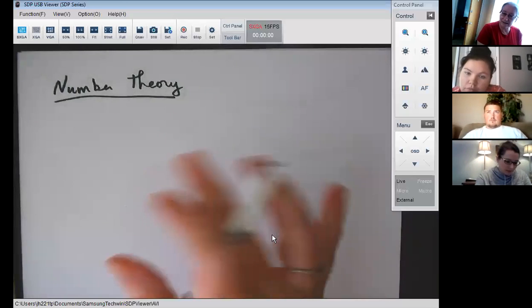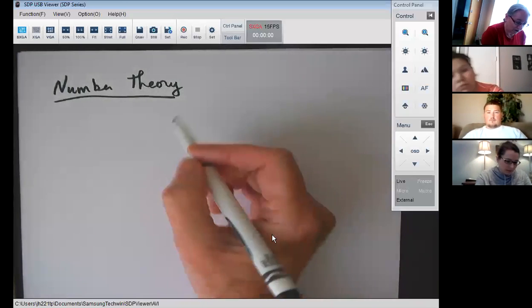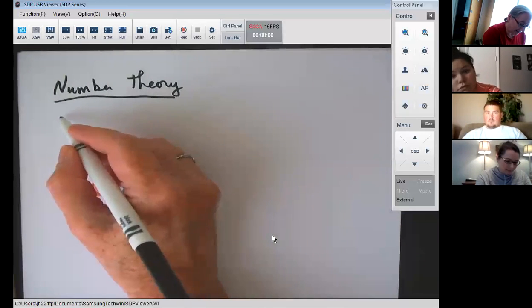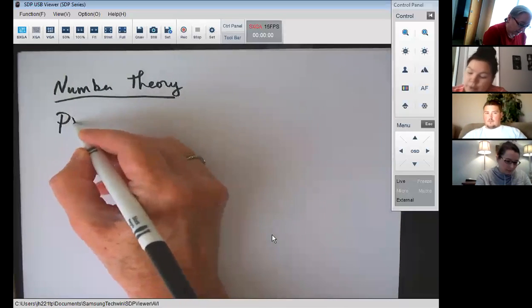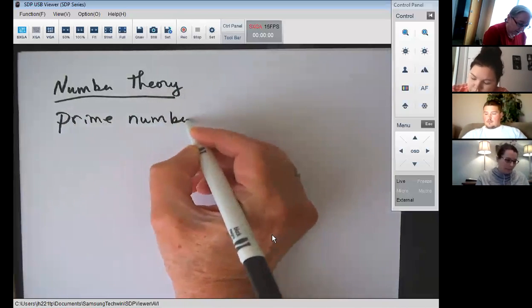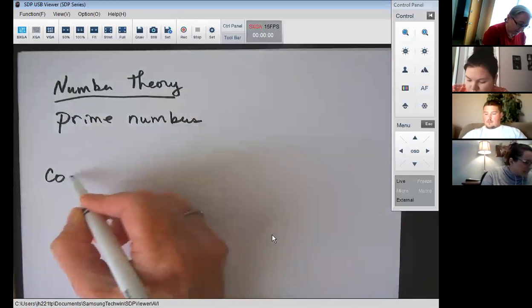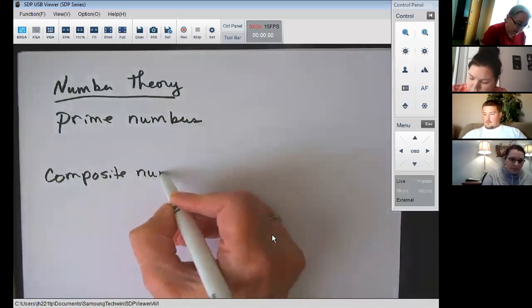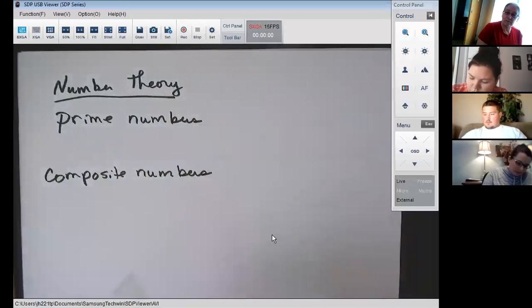So there are some definitions that we need to start off with. When we look at numbers, we want to talk about the difference between prime numbers and what are known as composite numbers. Does somebody think they've got a good definition for prime numbers that they would want to share with us?